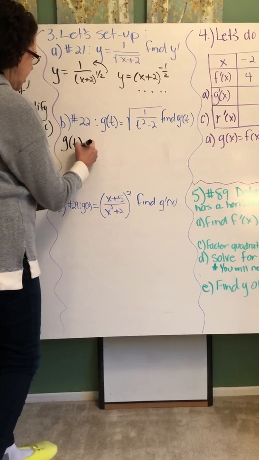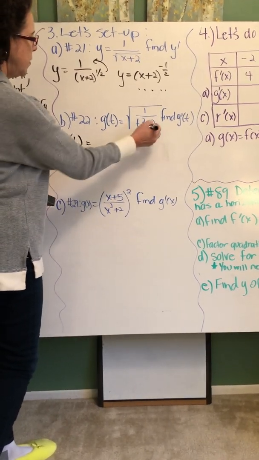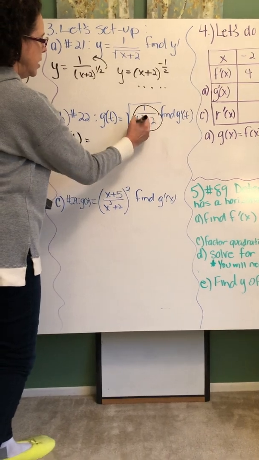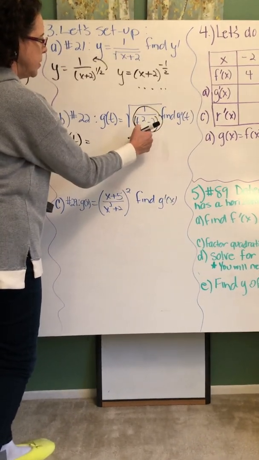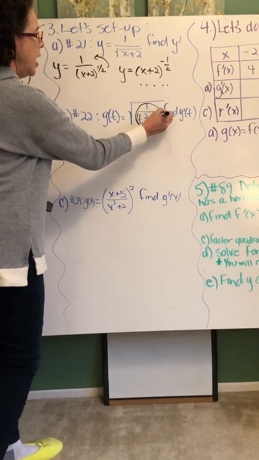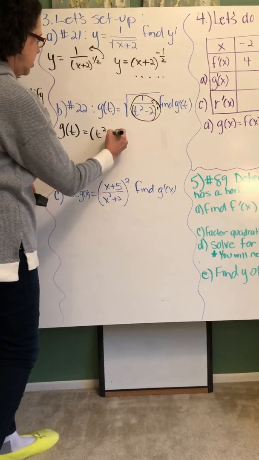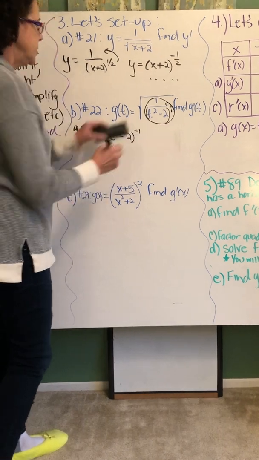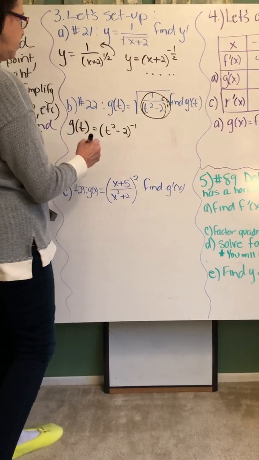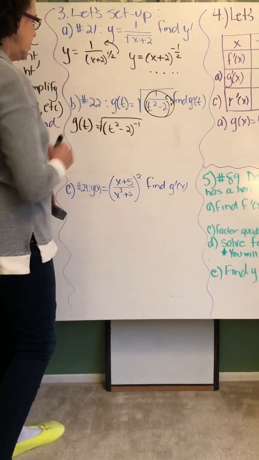So let's take a look here. Notice, first of all, on the inside, in the denominator, that's t squared minus 2 to the first power. I am going to bring that into the numerator. That would be t squared minus 2 to the negative 1 power. That is underneath the square root.